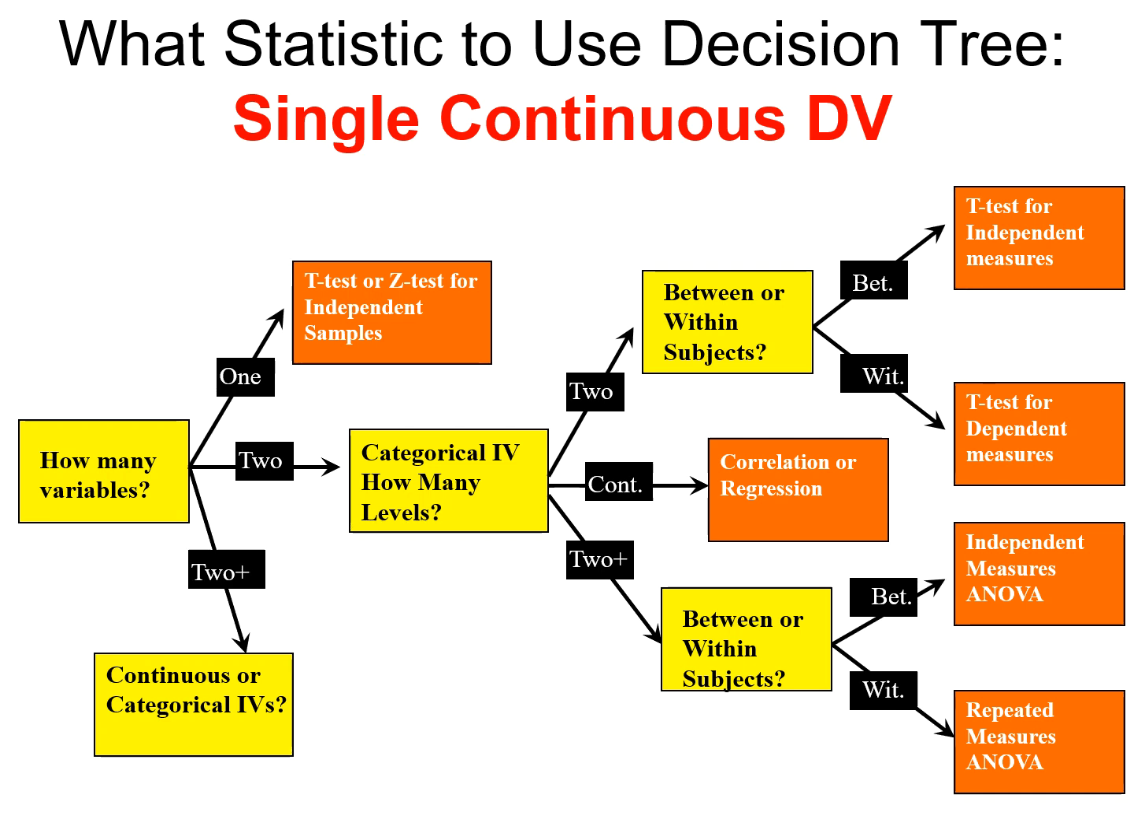If we have two, the categorical IV has how many levels? In other words, we're assuming our IV is categorical and our DV is dependent. If it has two, we're at a between or within subjects design question. If it's more than two, we're at that same question. It's simply asking, are we doing a t-test or are we doing an ANOVA? If both variables are continuous, we're using correlation or regression. So if there are only two levels of our categorical IV, if they're between subjects, we use the t-test for independent measures. If they're within subjects, the t-test for dependent measures. Likewise, if there are three or more categories in our IV, if it's between subjects, we use the independent measures ANOVA. If it's within subjects, we use the repeated measures ANOVA.